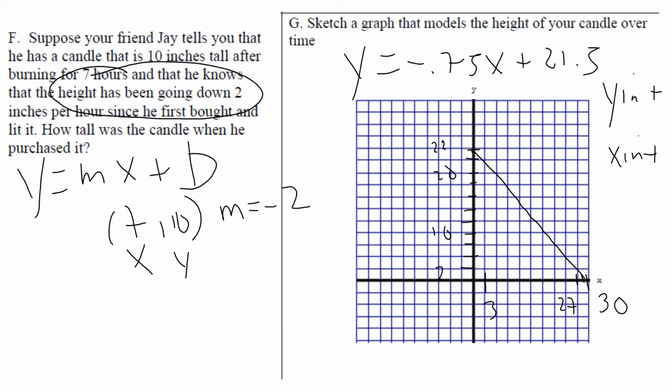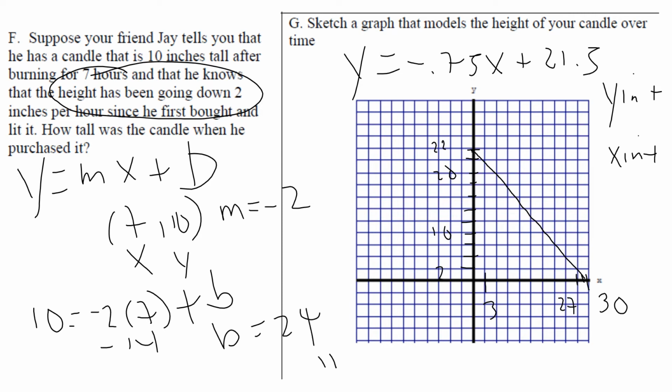So notice in y equals mx plus b, we know the slope m, we know some ordered pair x, y, so we're able to solve for b. Of course, b is the y-intercept, which in this case is exactly what we're looking for, how big the candle was when he purchased it. So 10 equals negative 2 times 7 plus b, which is negative 14. Add it to both sides, and it turns out that this candle was 24 inches when Jay purchased it. So again, notice that even though this was a different candle, a candle still burns in a similar fashion, no matter how tall it is when you purchase it, which is why it's yet another y equals mx plus b.